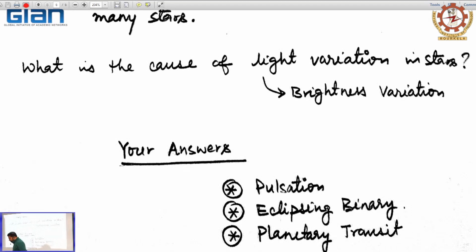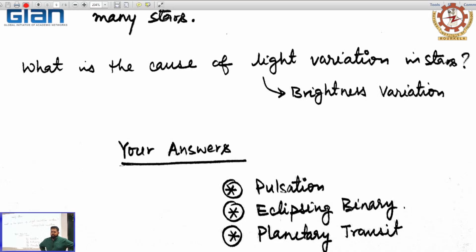Obviously, there are other possibilities, but here we are mainly focused on the pulsation of the stars. Okay. So the question, for example, let's say I give you another scenario. Maybe you have a star, like our sun. The sun has some star spots, right?